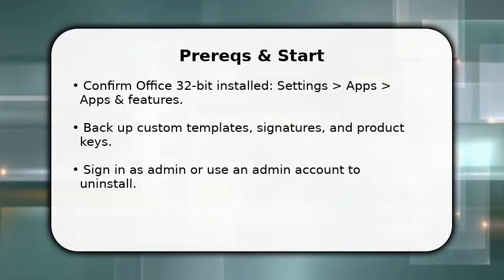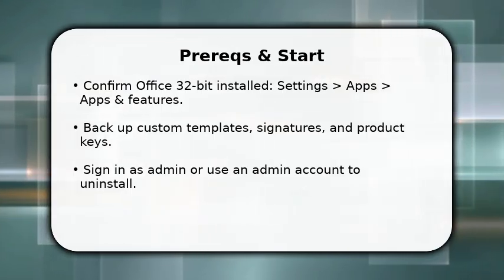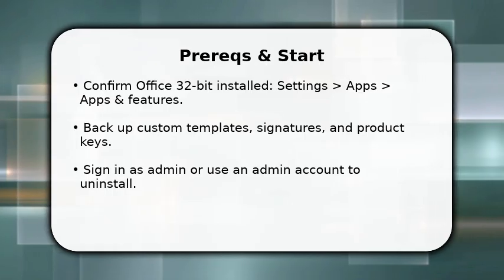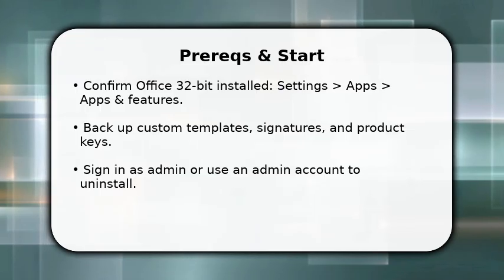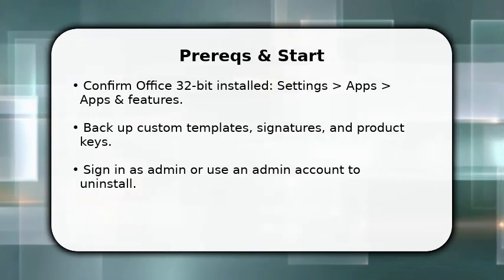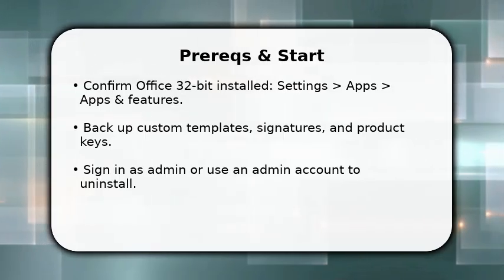You begin by verifying you have the 32-bit edition. This matters because uninstall paths differ. Once confirmed, backup templates, signatures, and any product keys so you can restore them. Make sure you're signed in as an administrator. Without admin rights, removal will fail or leave orphaned files.